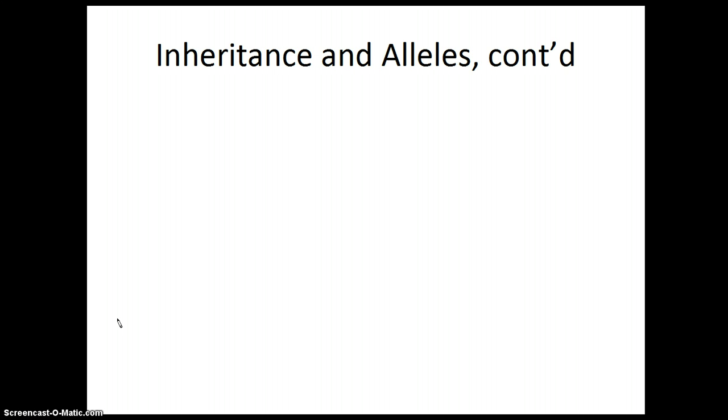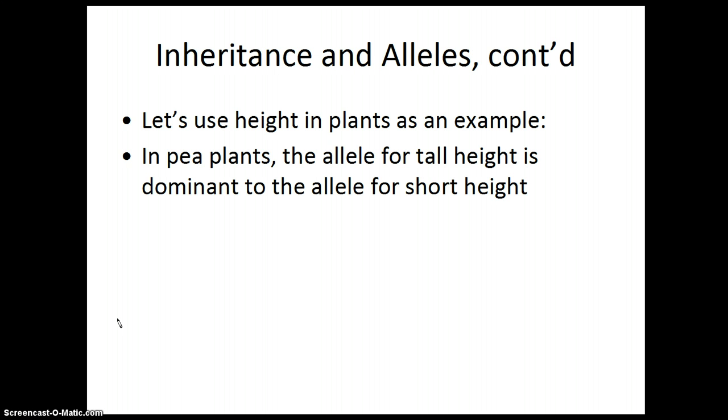Alright, so whenever we do a Punnett square problem, there always has to be some given information. You always have to know what's going to be dominant and what's going to be recessive. So we'll stick with pea plants just because that's what Mendel had studied. And we'll say the allele for tall height is dominant to the allele for short height.